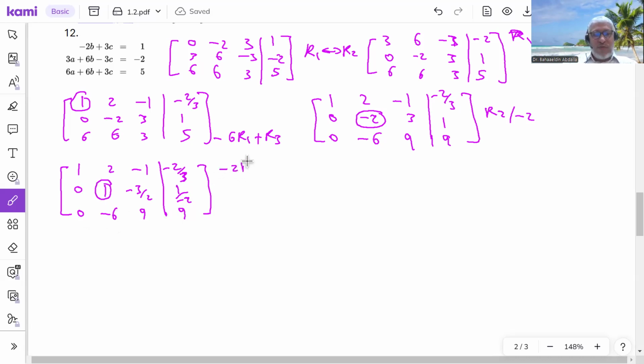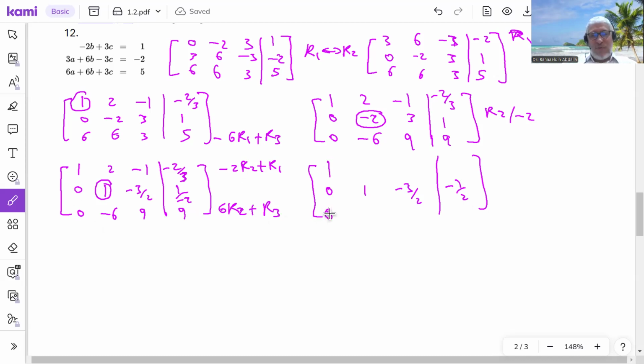So -2R2 plus R1 will change 2 to 0, and 6R2 plus R3 will change this -6 to 0. The new matrix would be, the second row is not going to change. Now notice I'm using the second row to change row 1 and row 3, and this is 0. So if you multiply this 0 by any number, by -2 or 6, it would be 0. Add it to 1 or to 0. So 1 will remain as it is, 0 will remain as it is.